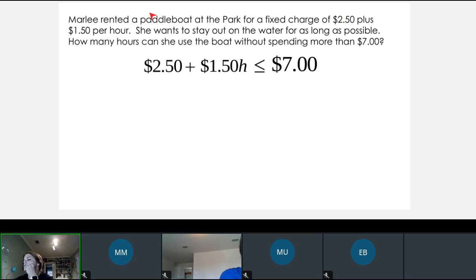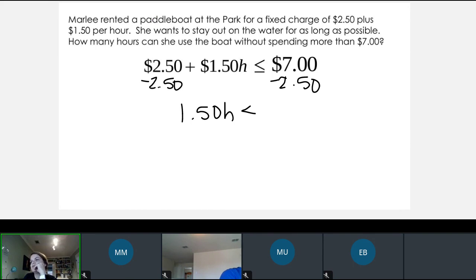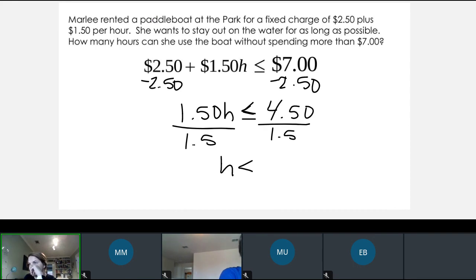So the first thing we're going to do here is subtract $2.50. So we would get 1.5 times H is less than or equal to $4.50. We're going to divide by 1.5. So H is less than or equal to 3. So she can spend up to 3 hours on the boat.